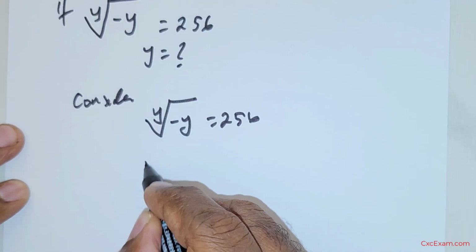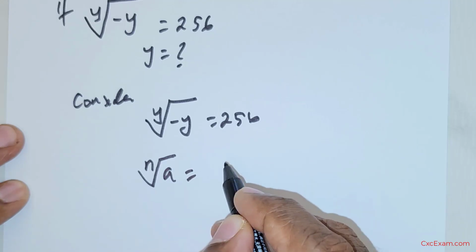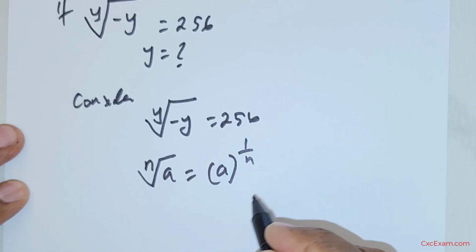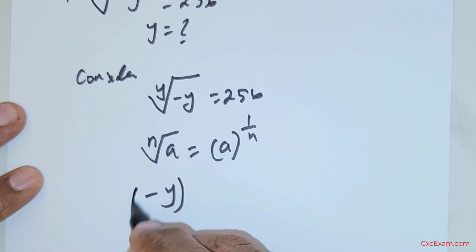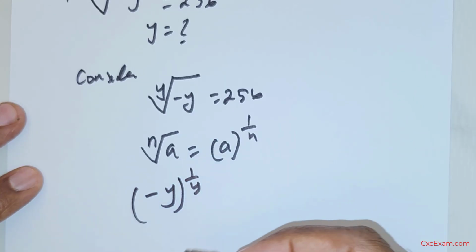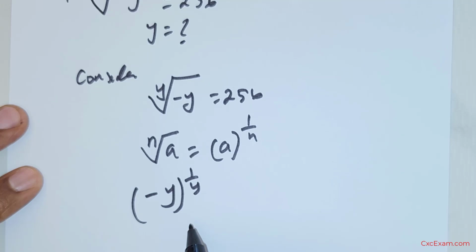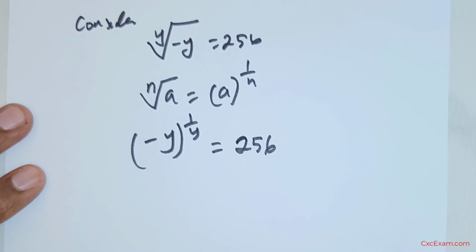Now if you have something like this, the nth root of a, this can be rewritten as a raised to the power of 1 over n. So by this property I can rewrite this as negative y raised to the power of 1 over y. Now what we need to do is get rid of this negative y. Of course you have this to be equal to 256.